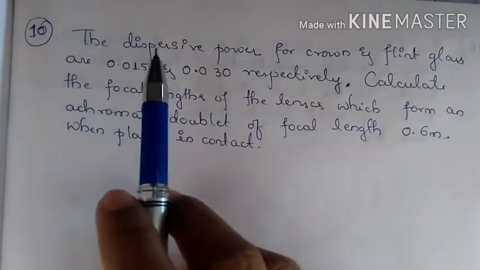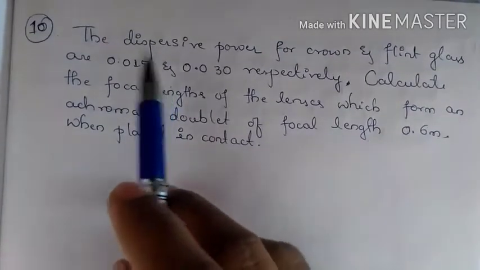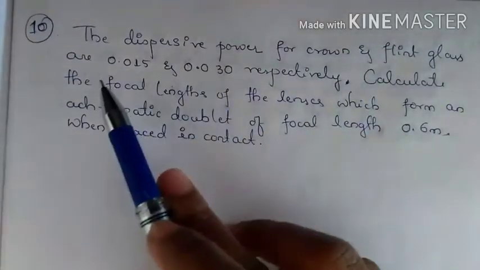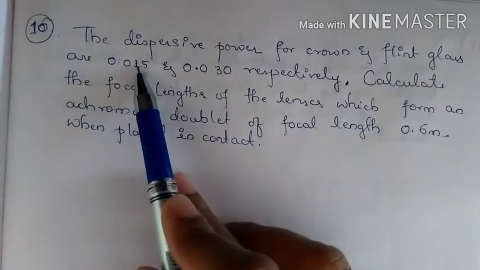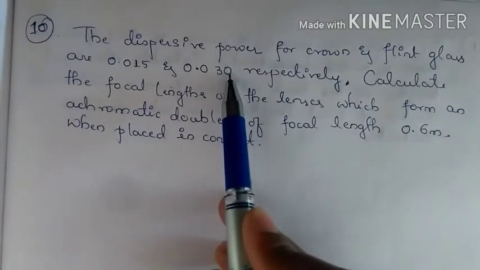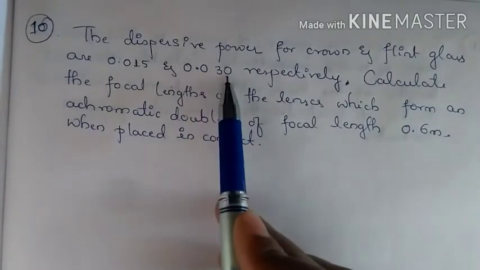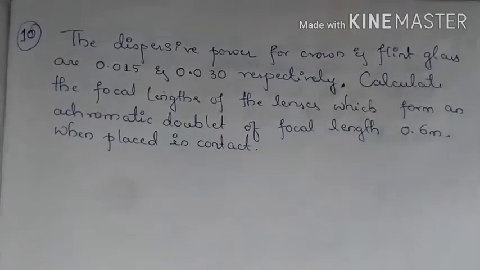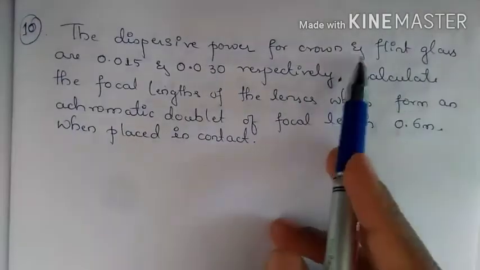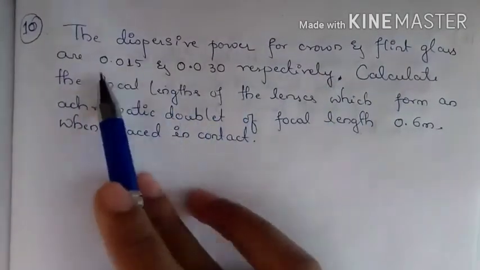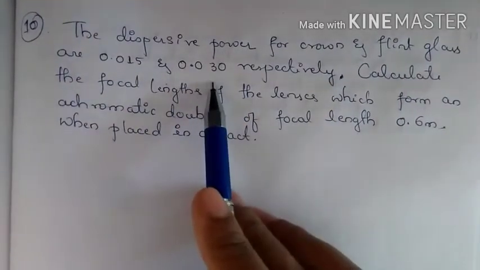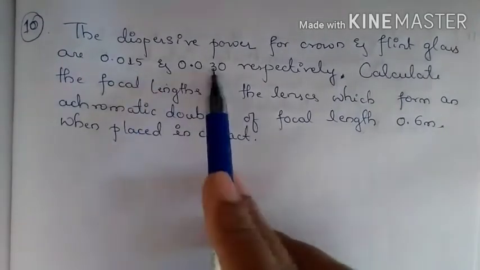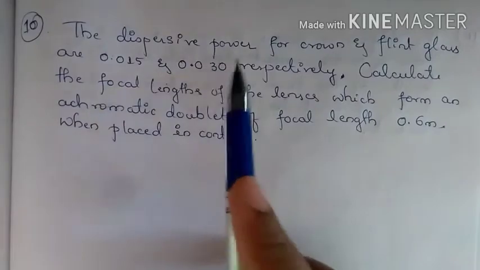So here is the 10th question. The dispersive powers of crown and flint glass are 0.015 and 0.03 respectively. He is telling the dispersive power for the crown and the flint glass, that is omega 1 and omega 2 are given to us. So omega 1 is 0.015 and omega 2 is 0.03.